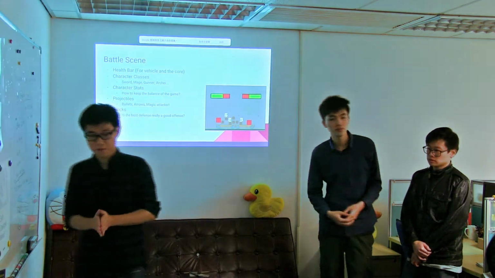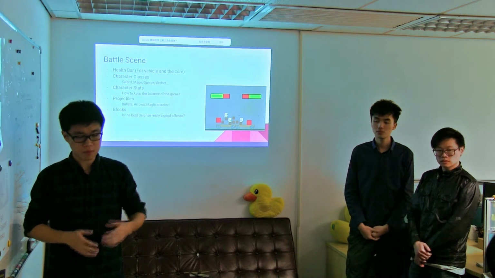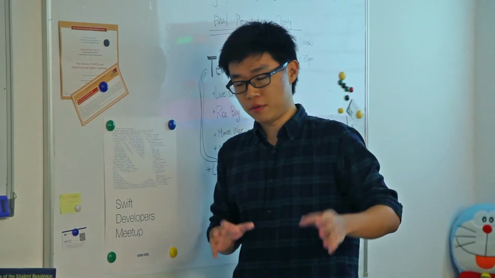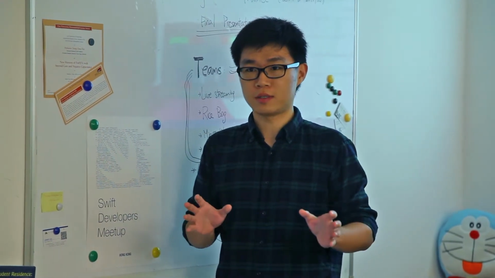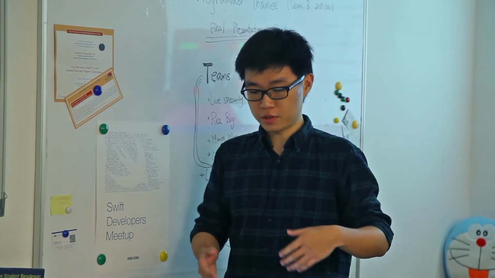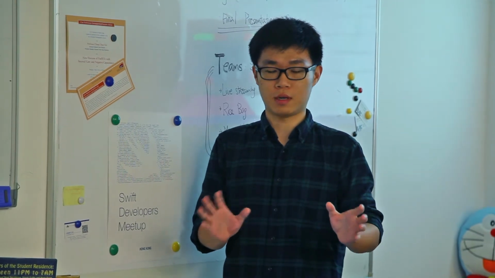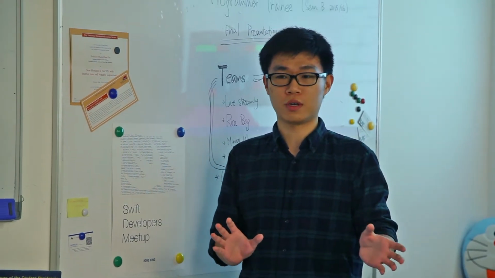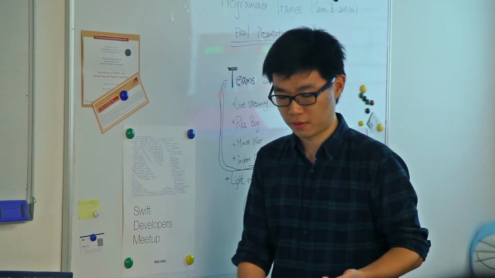Okay, so for the battle scene to happen, first we have to consider the user and the opponents. So how does that interaction work? It actually begins with two health bars, which tell us which user or which opponent has a certain amount of health.